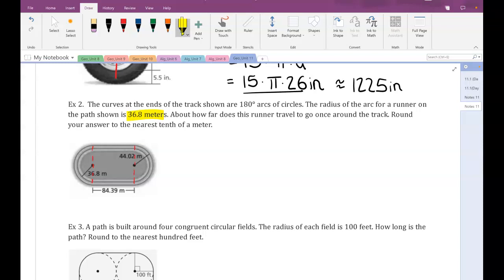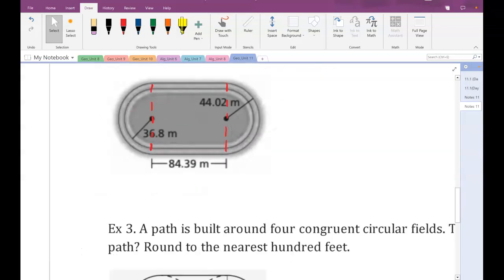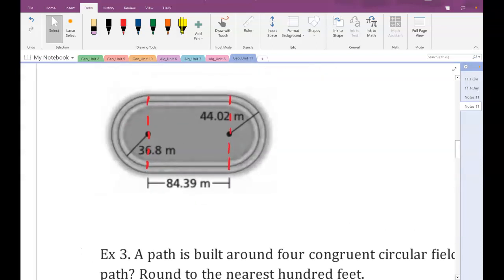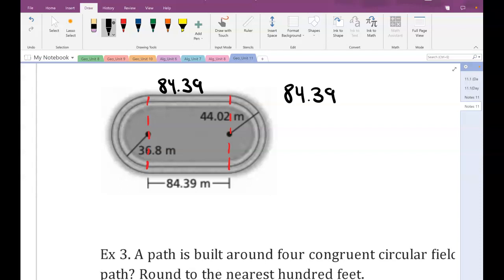So when you're running around a track, you have straightaways and you have where you're turning. Your straightaway distances, say this is where we're starting from. You run first a straightaway of 84.39. And once you make your turn, you have to run back 84.39 meters. So you could label that as well. So we know that's going to be part of our outside perimeter. We're going to have to take perimeter as all of our outside lengths summed together. So now we'll have to take 84.39 plus 84.39.